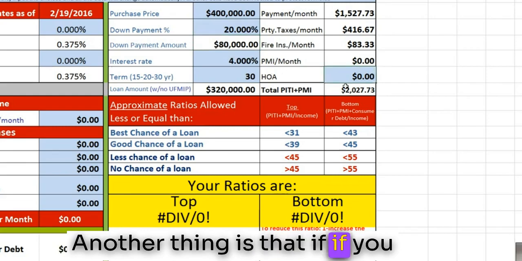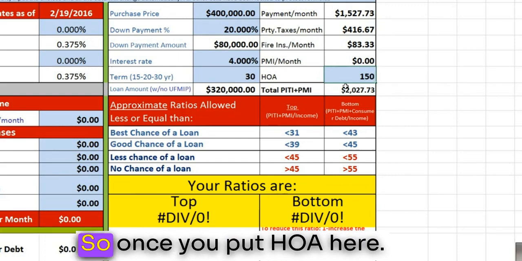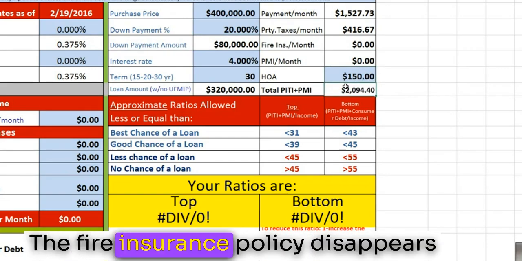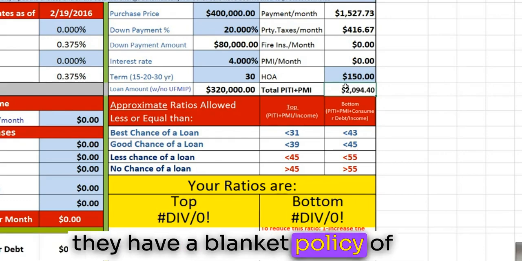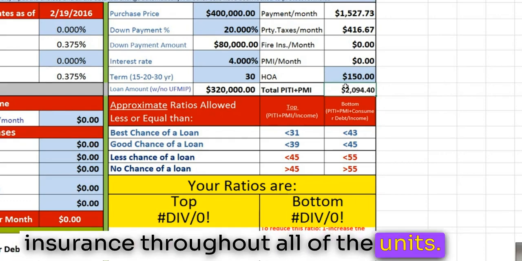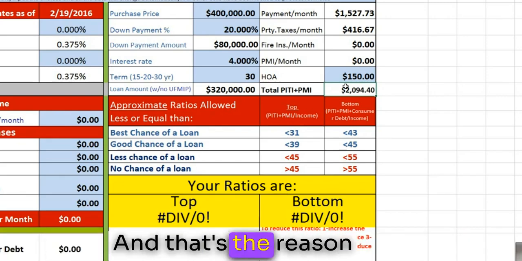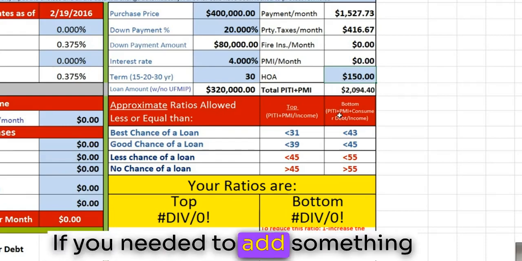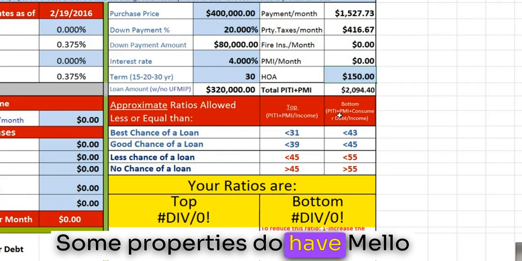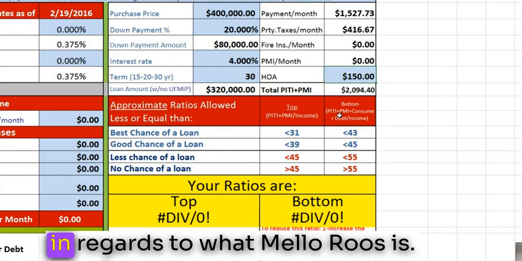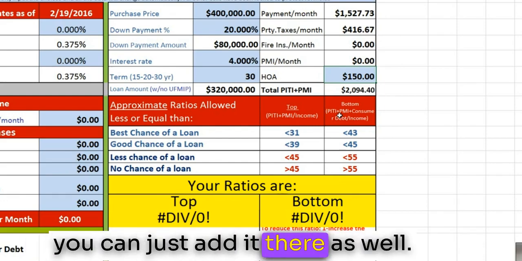Another thing is that if you have an HOA, usually the HOA pays for the fire insurance policy. So once you put HOA here, the fire insurance policy disappears, because most homeowner associations have a blanket policy of insurance throughout all of the units, and your homeowners association payment includes the insurance, and that's the reason why I put it in there. If you needed to add something else, for example, Mello-Roos, you can also add it in here. Some properties do have Mello-Roos. Consult your real estate agent in regards to what Mello-Roos is. So if you wanted to add Mello-Roos, you can just add it there as well.